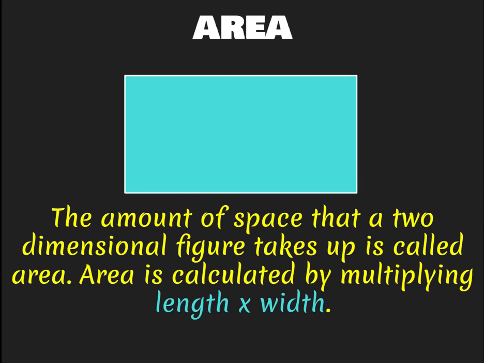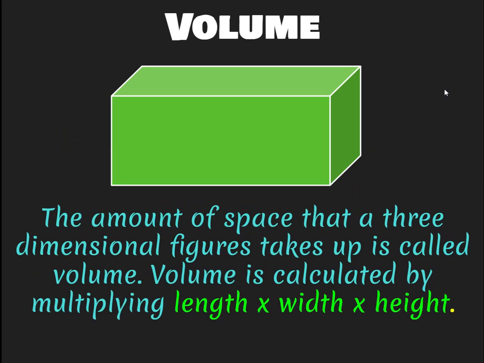of two-dimensional shapes. The amount of space that a two-dimensional figure takes up is called area. Area is calculated by multiplying length times width. Those are the only two dimensions that a flat shape has. Whereas when we get to three-dimensional shapes, we are looking at volume.